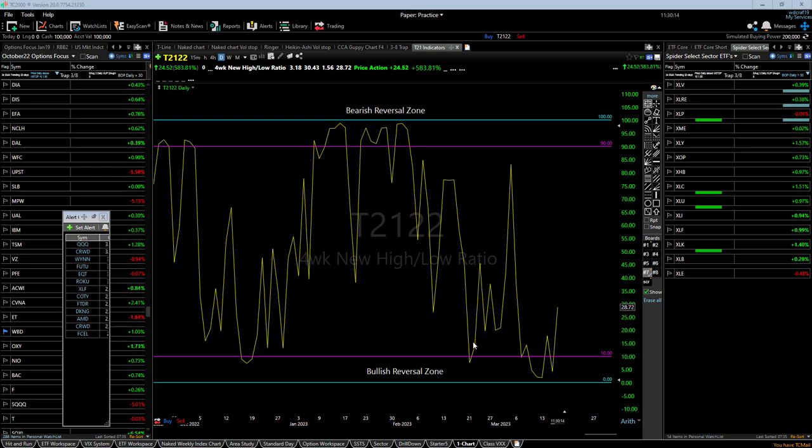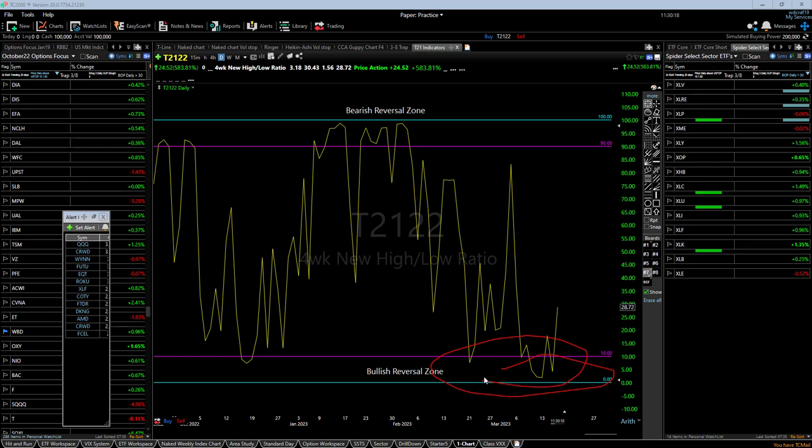So if I can compare a place where we have moved down substantially in the market, let's just talk some concepts. We've moved down substantially in our indexes. Our T2122 is in the bullish reversal zone. Should I be looking for a whole bunch of short trades here? Probably not, right? I probably should be expecting a relief rally. So if I am short, I want to be taking profits.